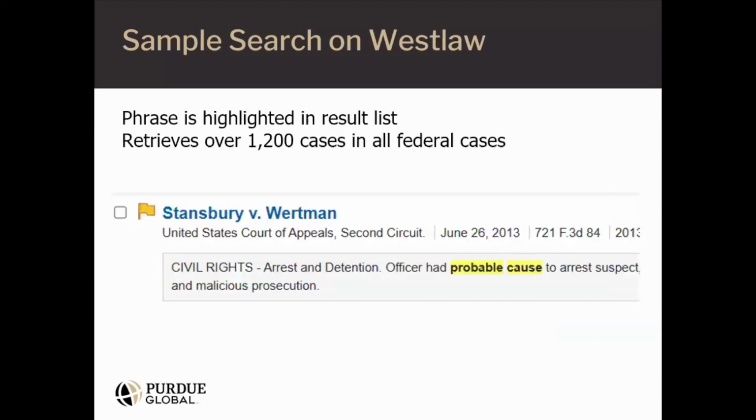So when we search for words and phrases on Westlaw, then we'll give you a result list. It'll give you a summary. This one gives you quite a few in all federal cases, over 1,200 cases, so quite a few. But there are a lot of cases that discuss the Fourth Amendment. So this is just under the result list. A case from the Second Circuit, Stansbury v. Wortman. Officer had probable cause to arrest suspect. And here we can see our phrase is highlighted in our result list.